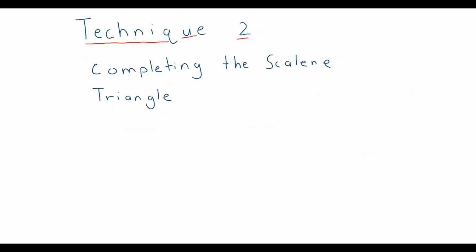Okay, so our second technique is a much easier one actually. It's called completing the scalene triangle, a bit like completing the square, only completing the triangle. Well, actually, really nothing like completing the square. So let's take a look.